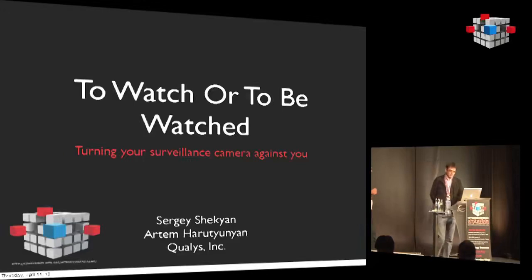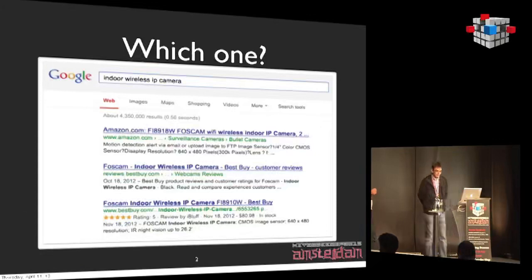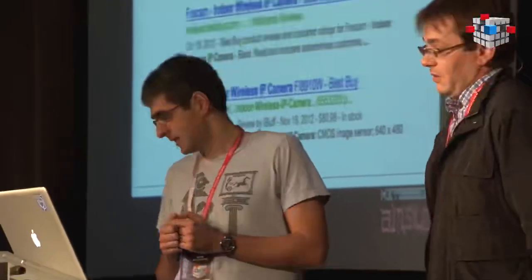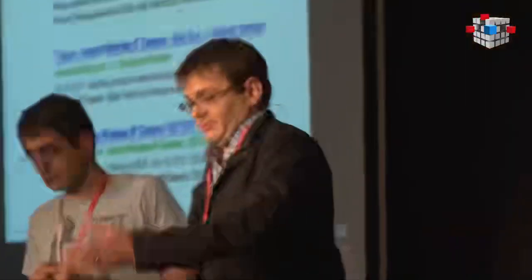the cameras. So closer to Christmas time, I started receiving emails, like deal alerts, that I can get a wireless IP camera for under $70. So I thought, yeah, why not? Let's do some research. Just searching Google for indoor wireless IP camera, the first 3 results are about Foscam cameras. So I just got one.